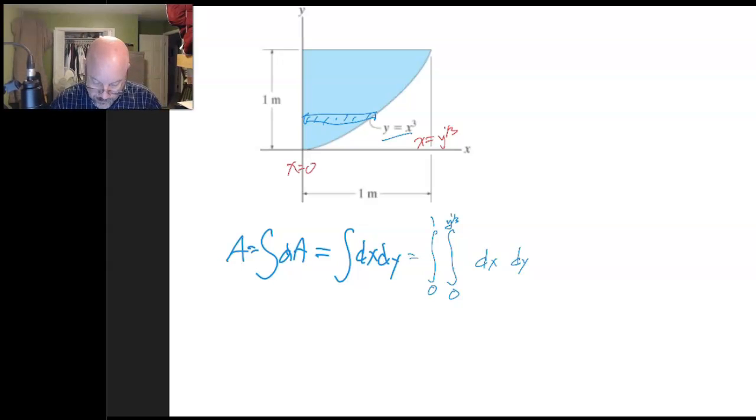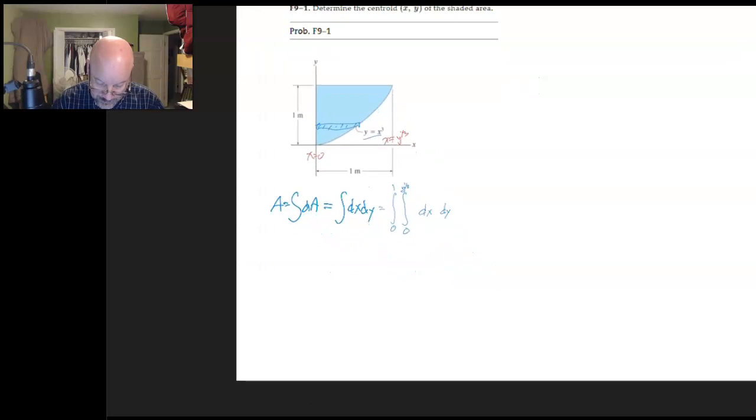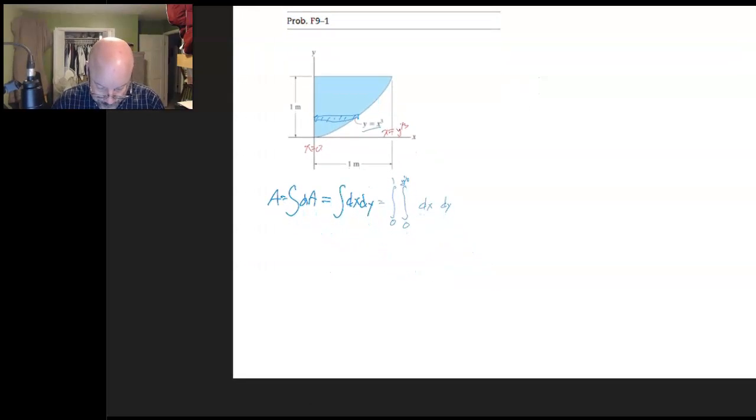Okay, so I feel like I need to back off a little bit on that. Let's get some things going here. 0 to 1, that's my dy part. The dx is just going to give me back an x. And so I've got my x here. My limits are from 0 to the cube root of y.